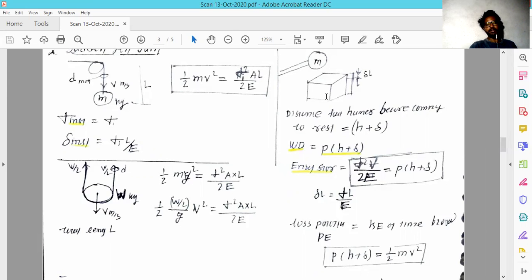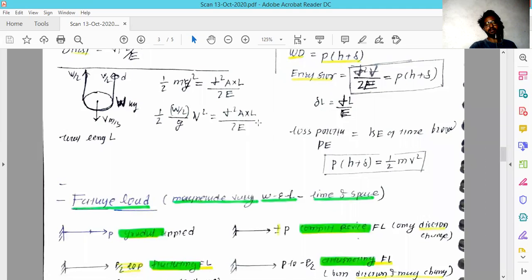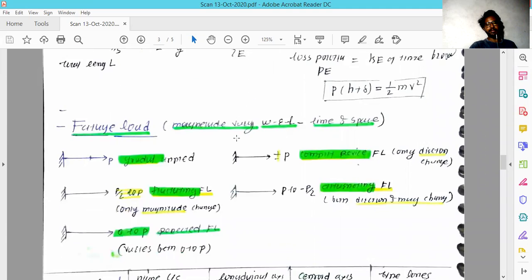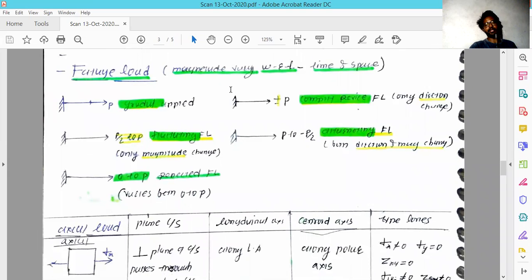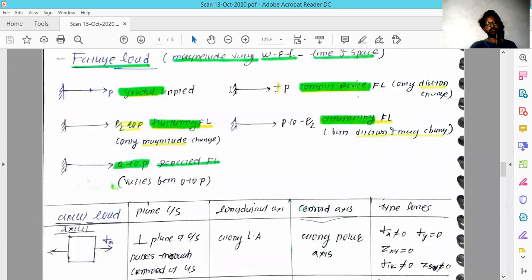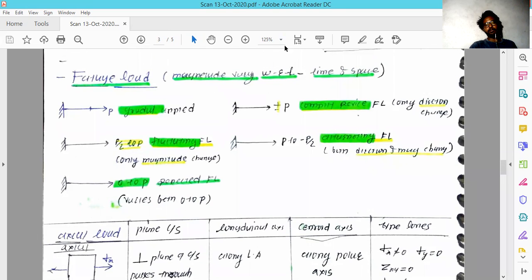So this is how we cover impact stresses. In the upcoming lecture, we are going to see different cross sections, how these forces act on them, and how many forces will be available. So for today's lecture, we will stop here.